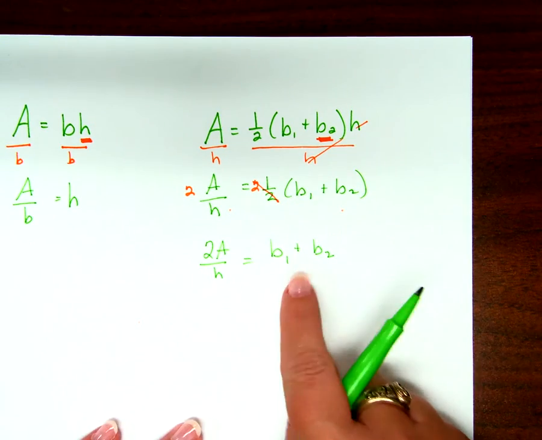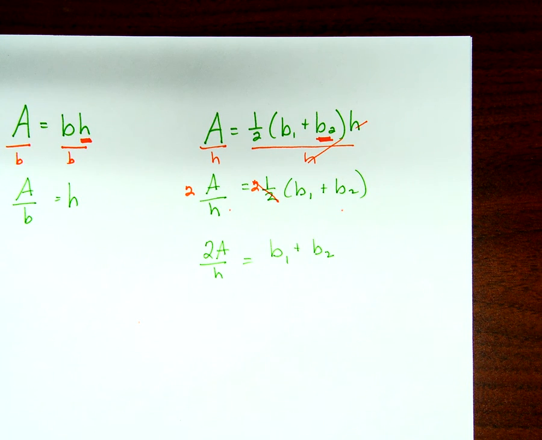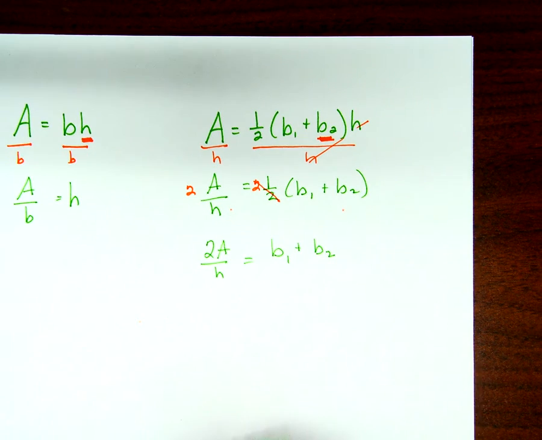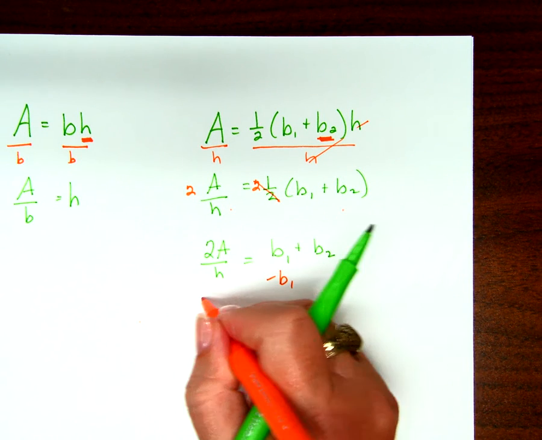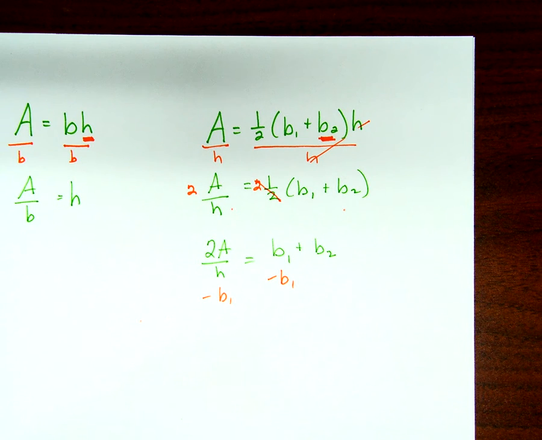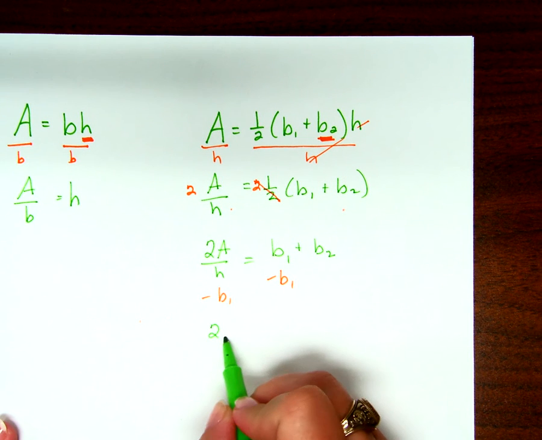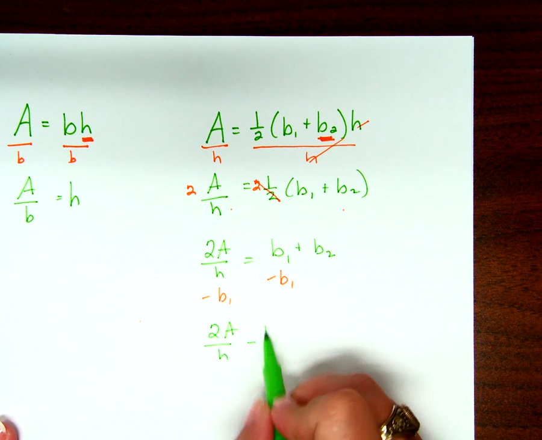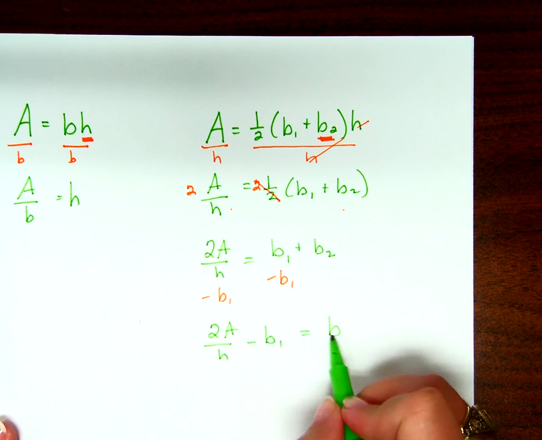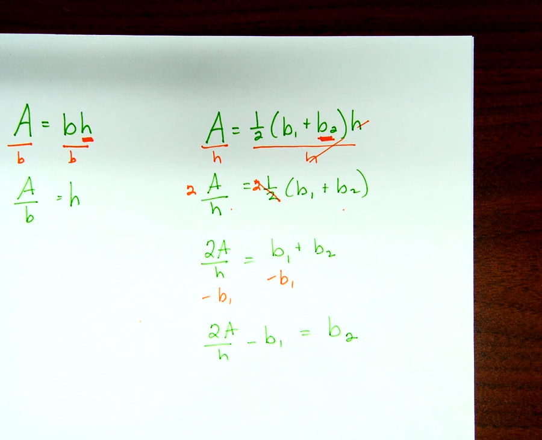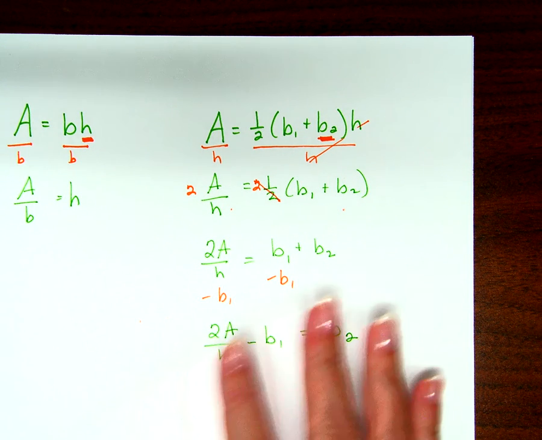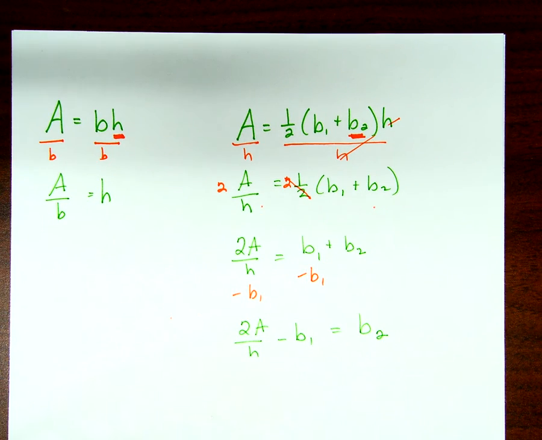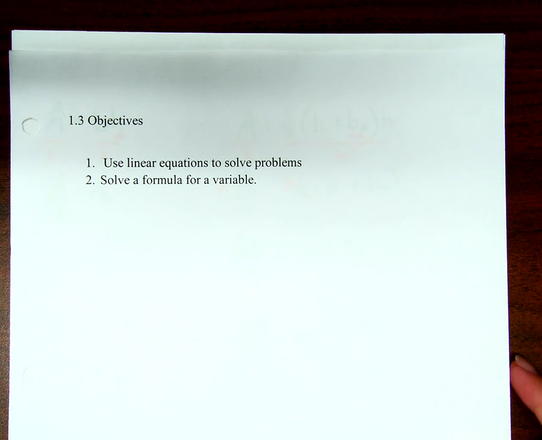Okay, now here we are. So what do we have left to do to solve for base 2? So if I subtract base 1 from both sides, on the left-hand side, I have 2A over H minus base 1. That should equal base 2. Okay? Do you see what they mean when they say solve a formula for a variable?